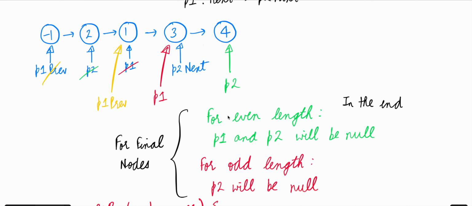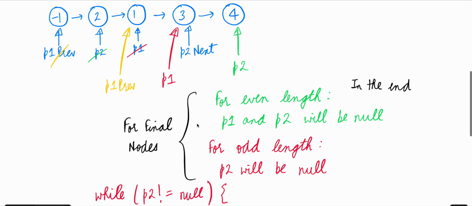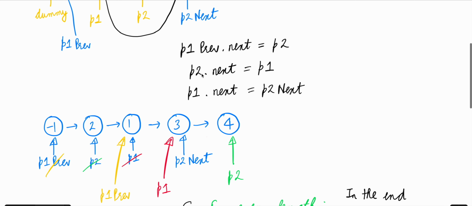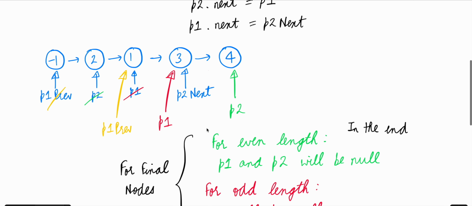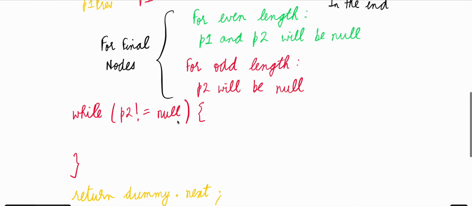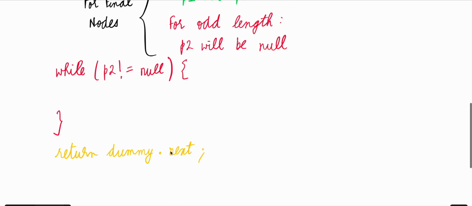And if the length is even, then we would be left with a state where p1 and p2 are both going to be null, and if the linked list is of odd length, then p1 will be not null and p2 will be null. And as we are iterating over the linked list, what we can do is we can have a while check where we check p2 is not equal to null, and inside this while loop we do these 3 pointer updates here, and after that we set p1, p2 and p1 previous for the next iteration, and at the end we simply return dummy.next.